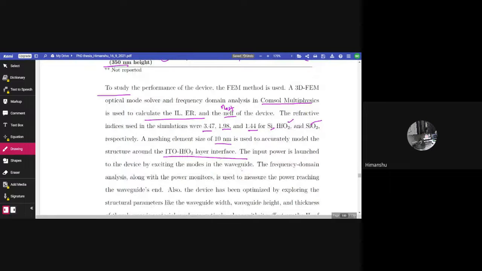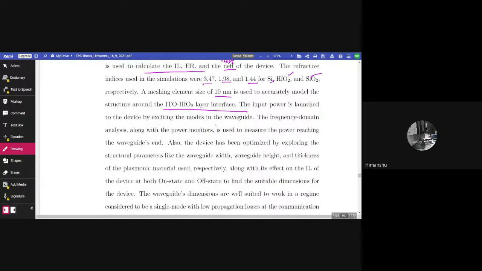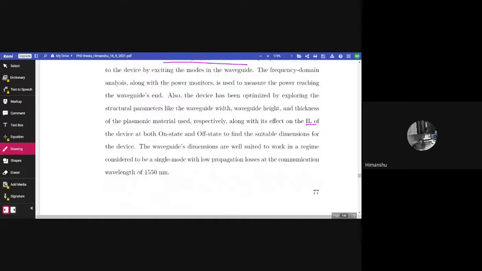The input power is launched to the device by exciting the modes in the waveguide. The frequency domain analysis along with the power monitors is used to measure the power reaching the waveguide's end. Also, the device has been optimized by exploring the structural parameters like the waveguide width, waveguide height, and thickness of the plasmonic material used, along with their effect on the IL of the device at both on-state and off-state, to find the suitable dimensions for the device. The waveguide's dimensions are well suited to work in a regime considered to be single mode with low propagation losses at the communication wavelength of 1550 nanometer.